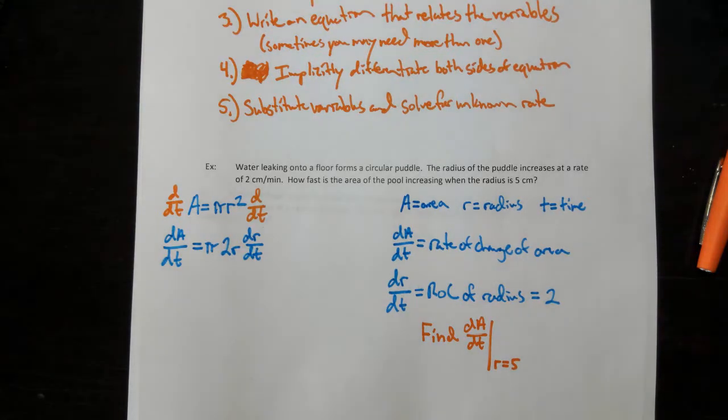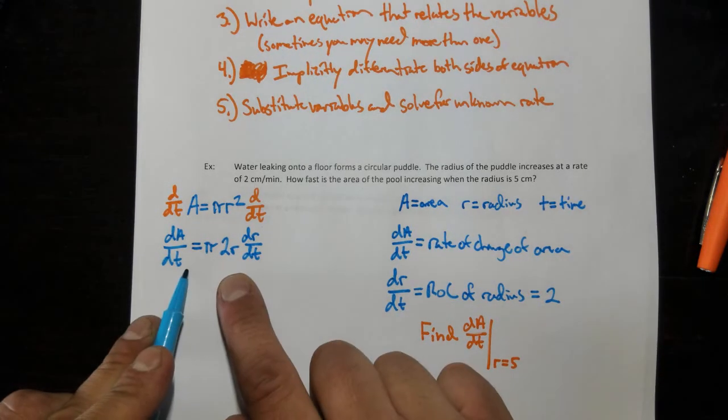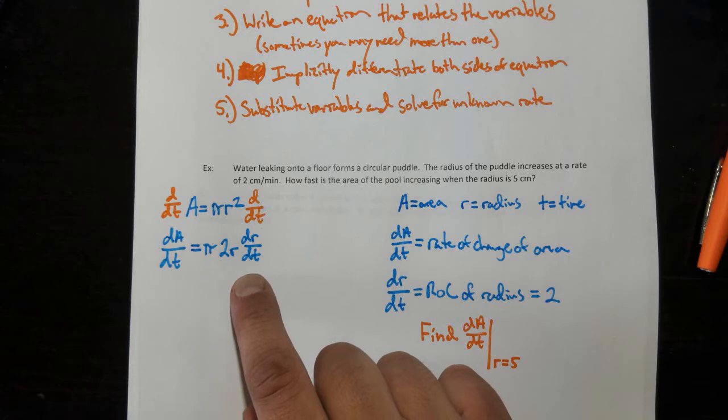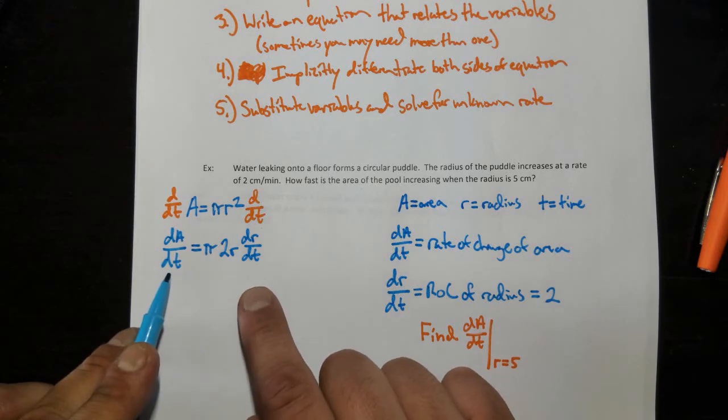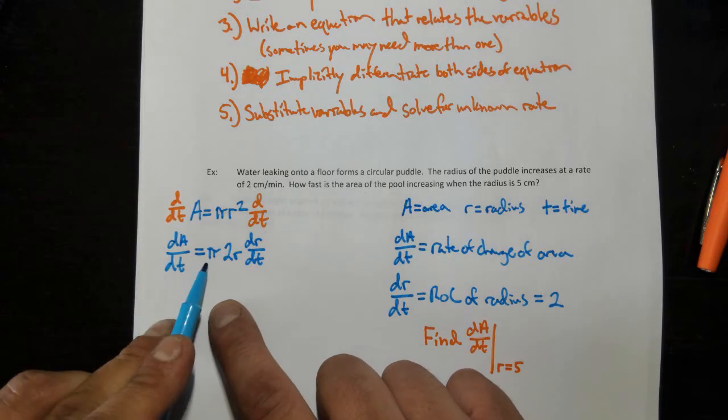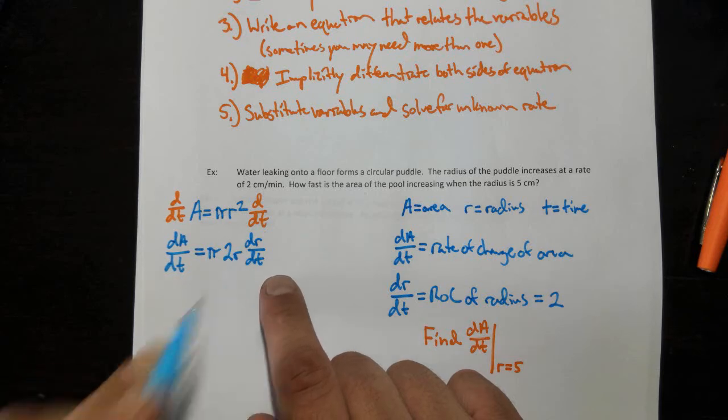So here we have it. Here is our function that we took the derivative of implicitly. And if you need more help with the implicit, I would just go back and look at the implicit differentiation video we had. So dA dt is equal to pi 2r dr dt.